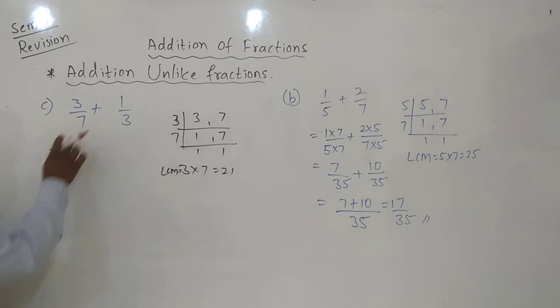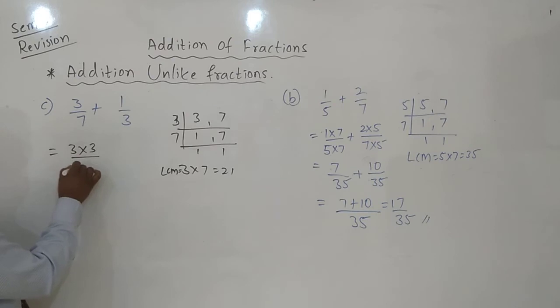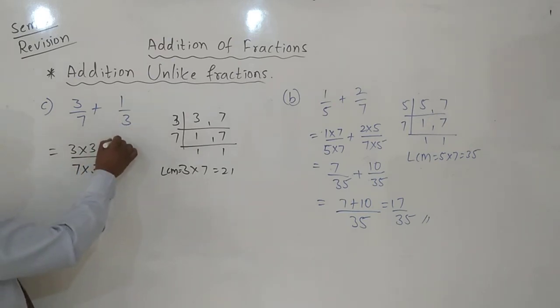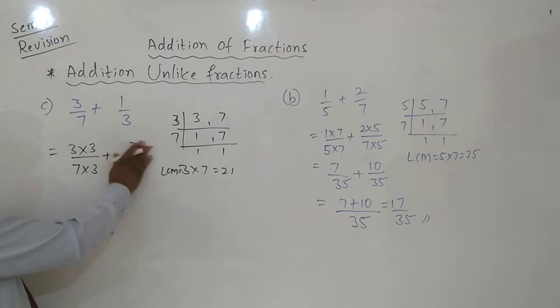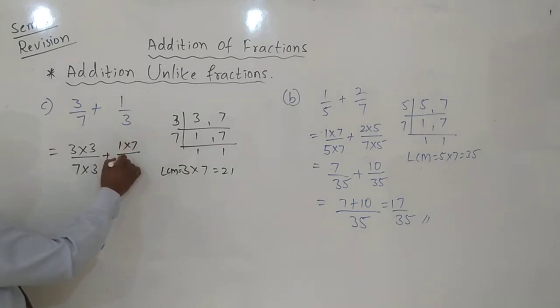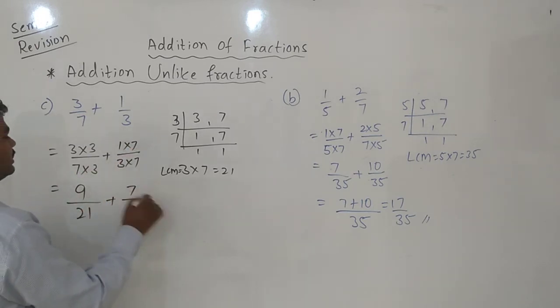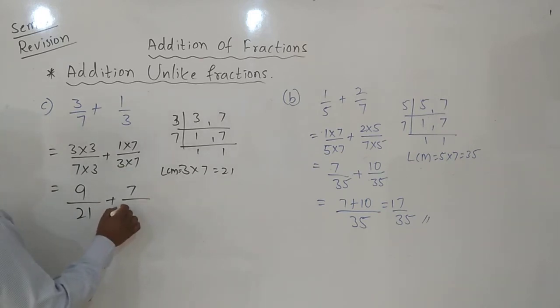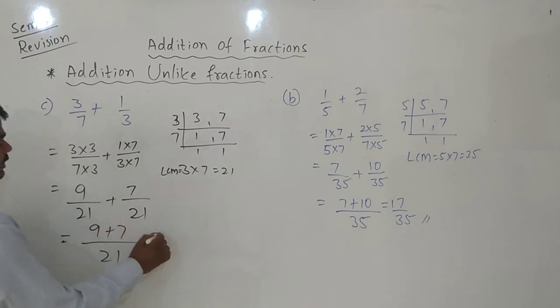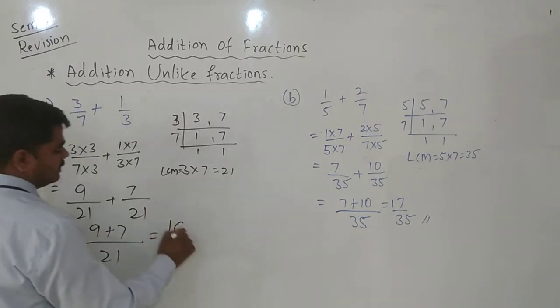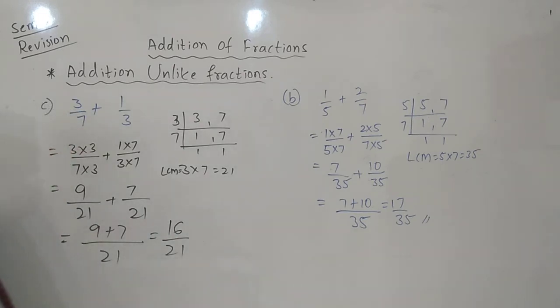What will you multiply to get this denominator 7? 3 you multiply, 3 for both numerator and denominator. For this 3, what will you multiply? 7, for the numerator and denominator. 3 3s are 9, 3 7s are 21, plus 7 1s are 7, 3 7s are 21. 21 is the common denominator. 9 plus 7, what is 9 plus 7? 16 by 21. 16 by 21 is the sum.